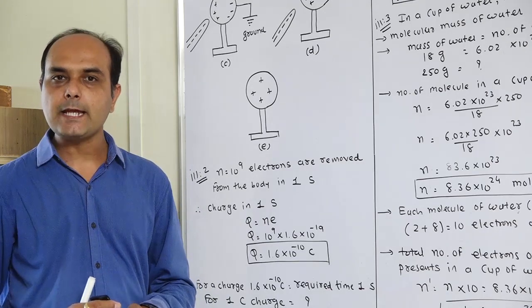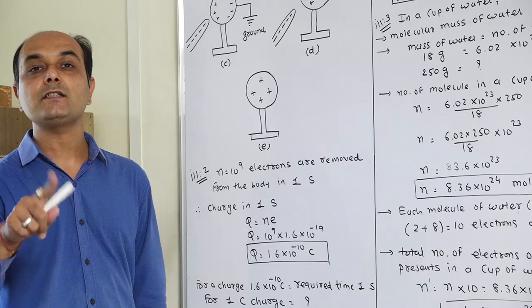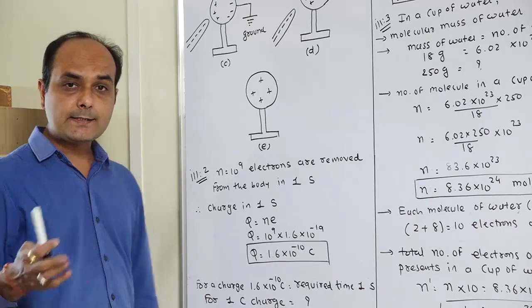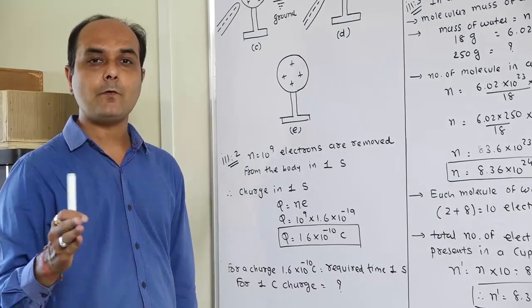Students, in every 1 second, how many charges have we removed? 10⁹ charges. So that is to be explained in this one. This example can be solved by using the equation of quantization.